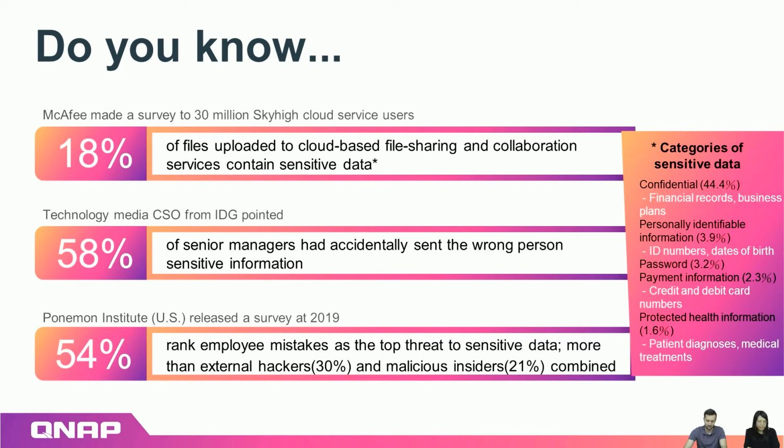According to McAfee statistics, more than 18% of files shared in the cloud and collaboration services contain sensitive data. The sensitive data here includes confidential information, personally identifiable information, passwords, payment information, protected health information, and so on. 58% of senior managers had accidentally sent sensitive information to the wrong person. Another statistic shows that 54% of respondents rank employee mistakes as the top threat to sensitive data, more than external hackers and malicious insiders combined. Those statistics remind us that today, vast amounts of sensitive information are managed online and stored in the cloud. Most data breaches are caused by mistakes and negligence.